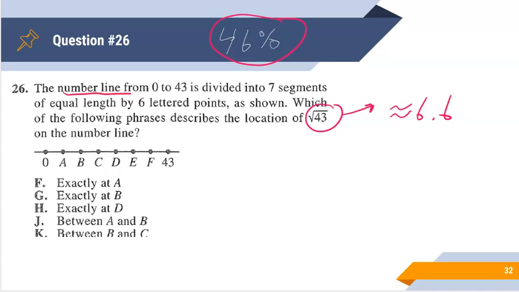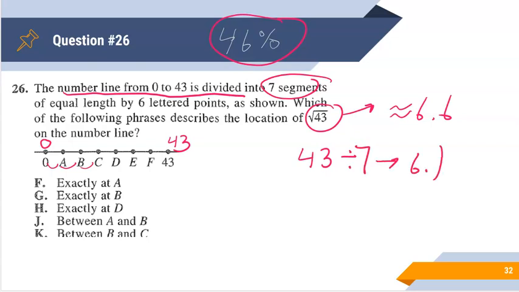Now, we're told that this number line is divided from 0 all the way to 43. There are 7 segments in there, right? 1, 2, 3, so on. There's 7 of them. So if I were to do 43 divided by 7, I get about 6.1. That means every time I move over, I'm at 6.1. So this is 0. This would be at 6.1. This would be at 12.2. This would be at 18.3, and so on. Well, where is 6.6 going to go? I think somewhere between A and B, which is choice J.